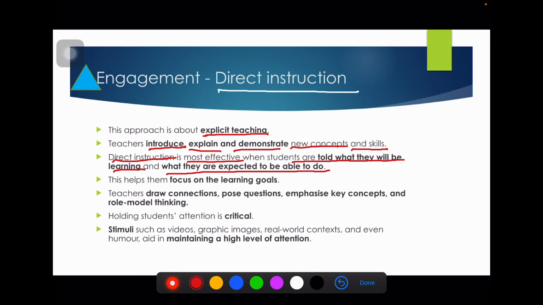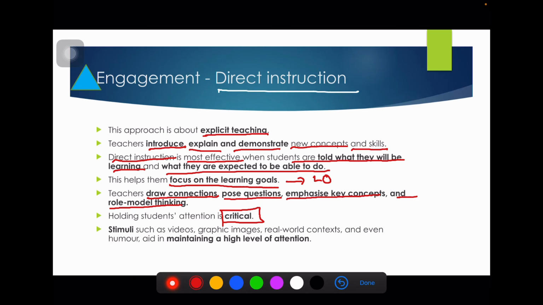And this helps them focus on the learning goals. Learning goals here will be the LO, or the learning objective, or the learning outcome. So the teacher will draw connections, pose questions, emphasize key concepts, and model thinking. So holding students' attention is critical. That means you have to make sure that your students are attentive and they are not thinking about something else.